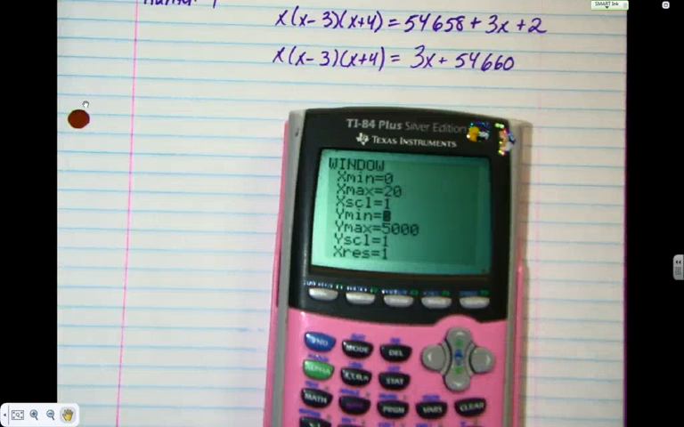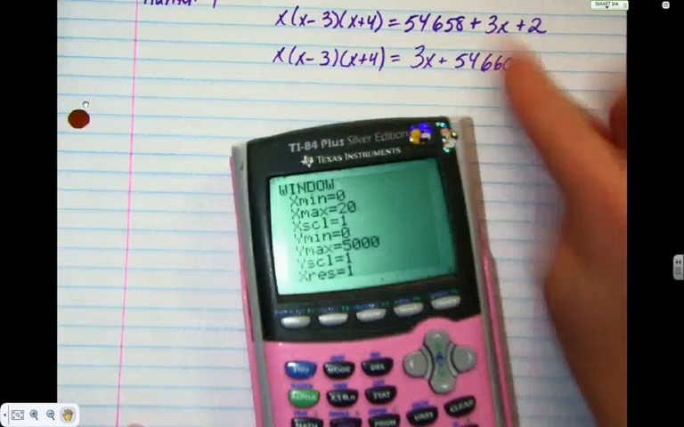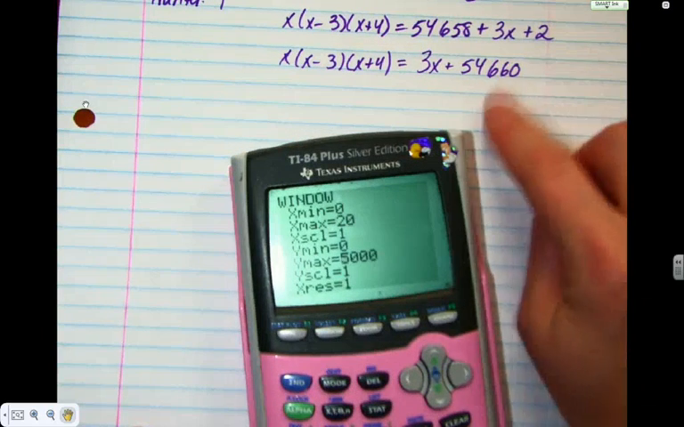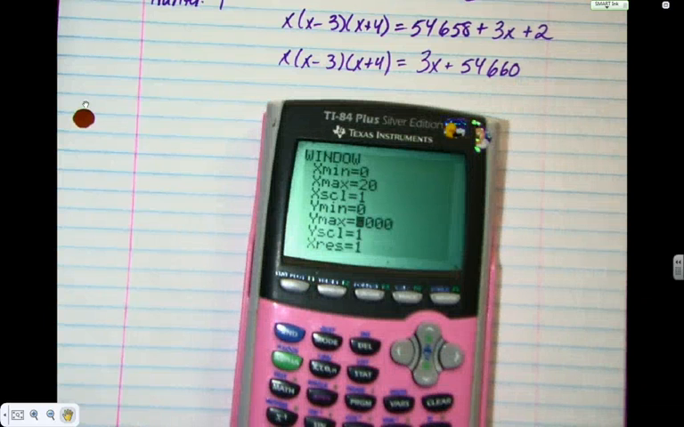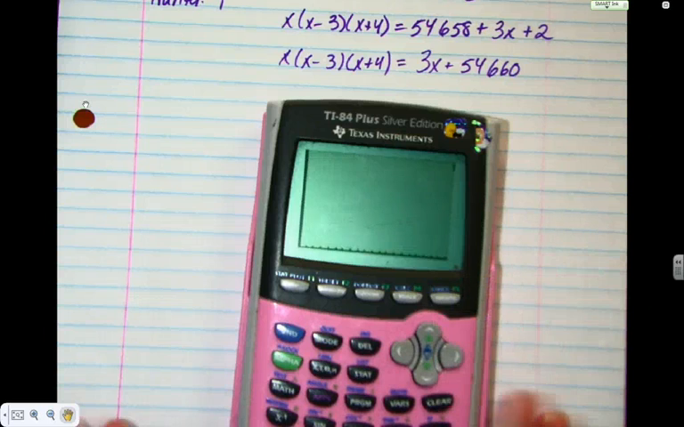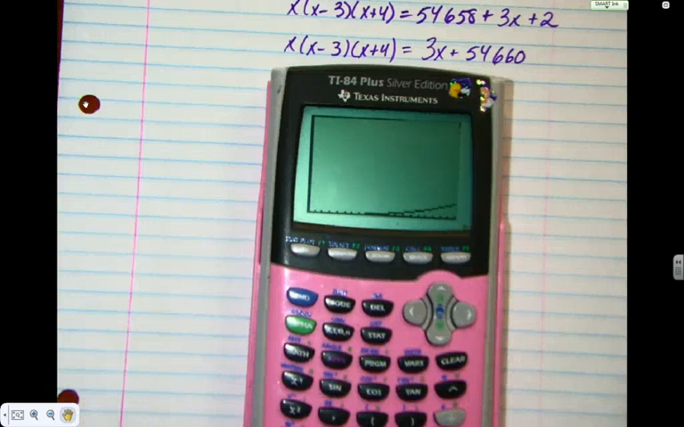Okay, y min, 0, okay? Okay, and the max? So again, take a look at the biggest number that you have on this side. Has to be at least that. Okay, 55,000. Remember, those aren't set in stone. If we look at the graph and we don't like it, we can always change it.